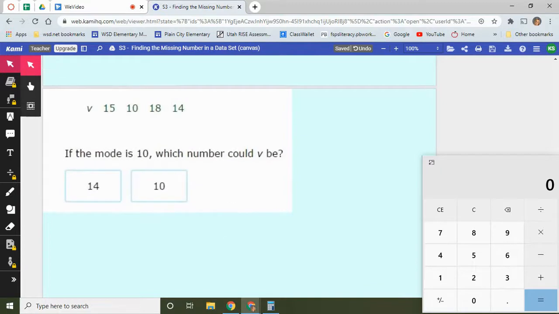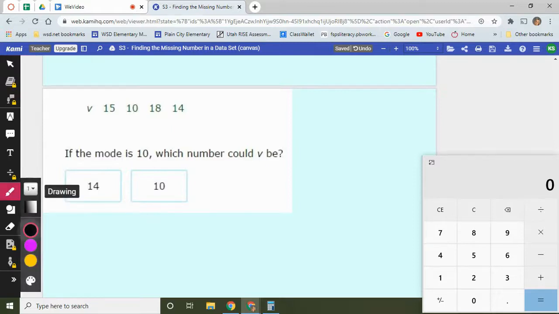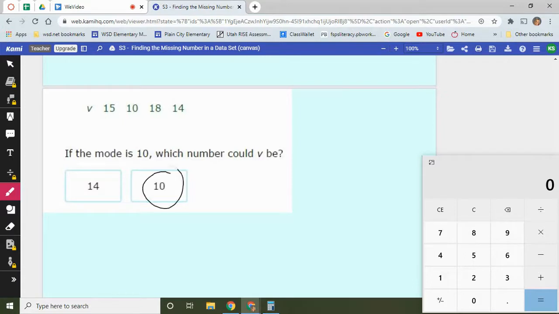Okay, try this one and then press play when you want to check your answer. All right, let's look at it. So in this case, right now, they all are just in there once. And it says if the mode is 10, well, what could I put there in order to get the mode to be 10? Well, I'd have to put a 10 because then that would give me 2 10s in there.